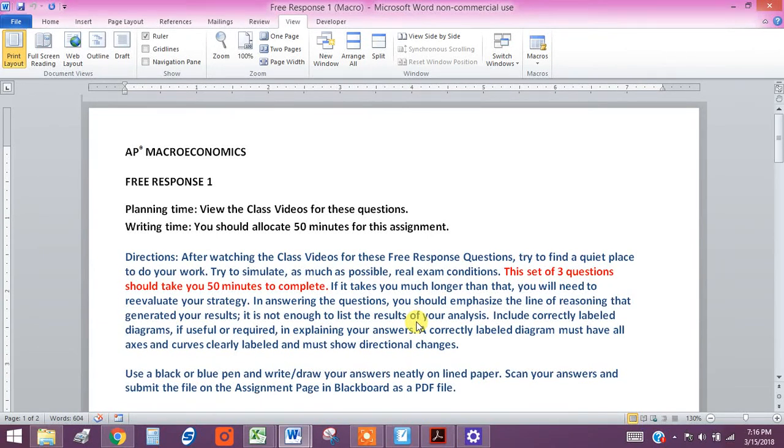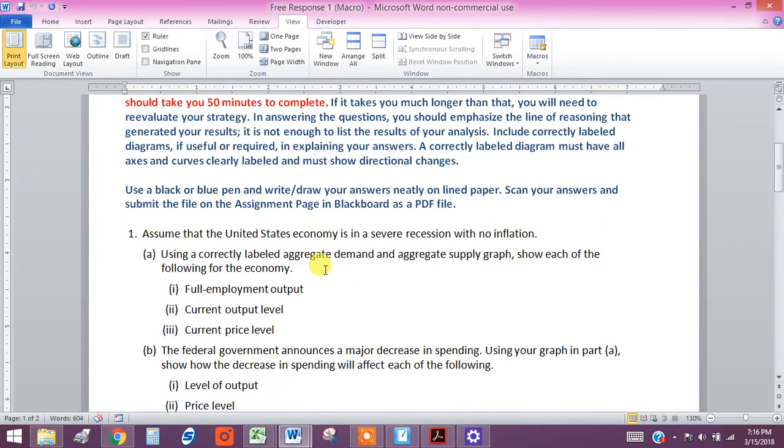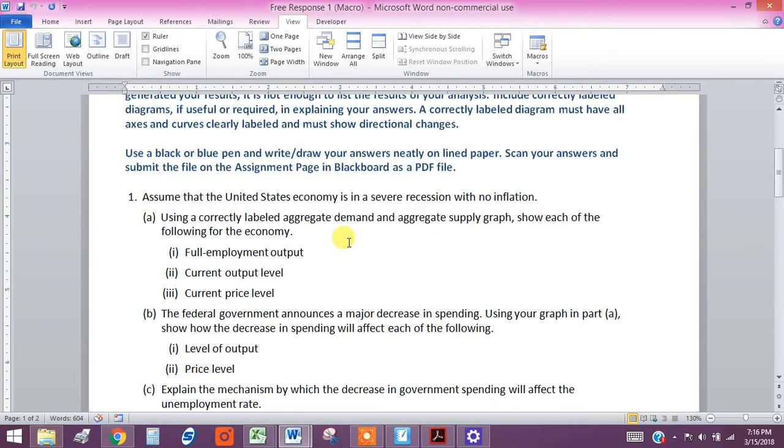We are looking at our free response 1 assignment, and the first question on this video, we have a U.S. economy that's in a severe recession with no inflation. We need to draw an aggregate demand, aggregate supply graph that shows the full employment output, the current output level, and the current price level.